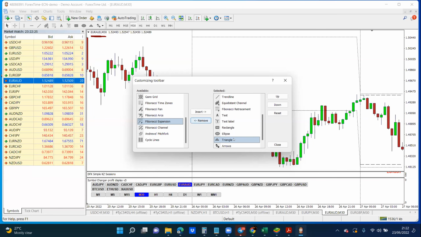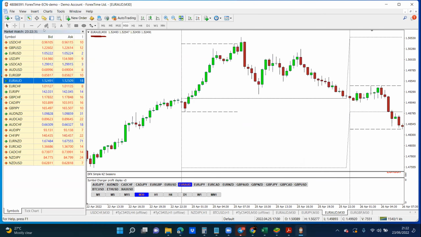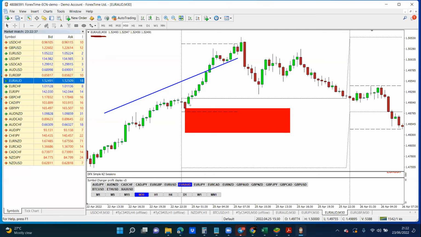And I can also do the reverse and remove them. Right? So from insert, you can pick what you want. I have some things. I can pick my lines, just draw my lines. I can pick my boxes and draw my boxes.